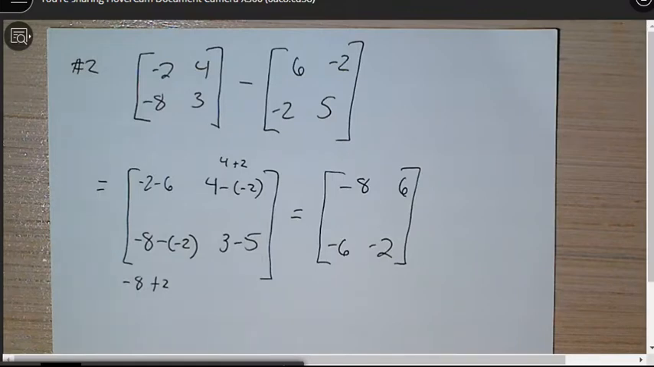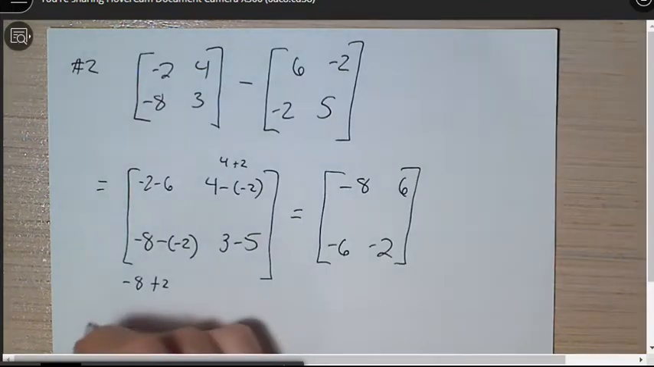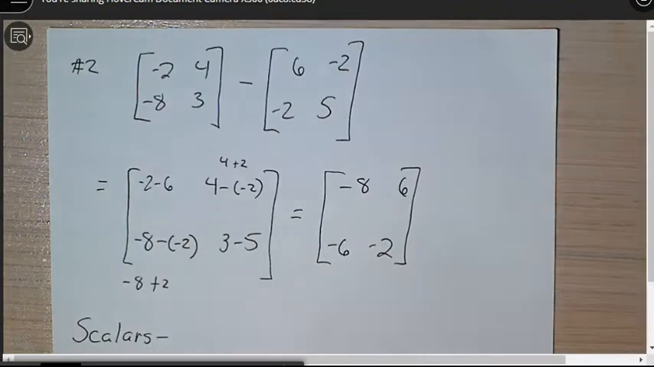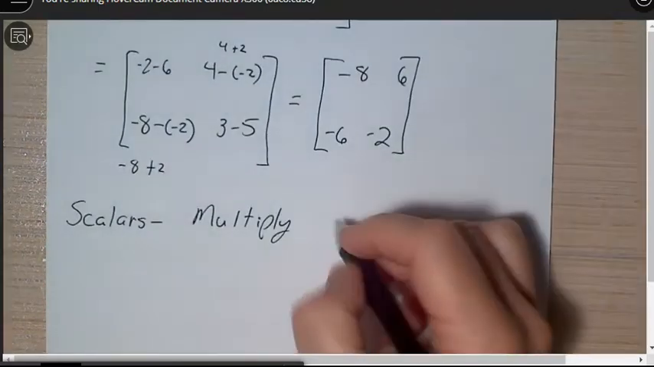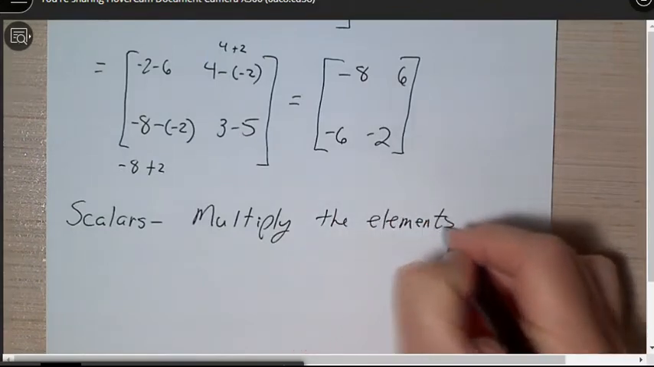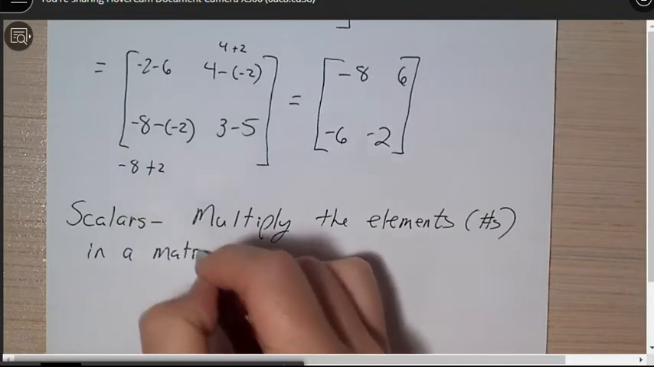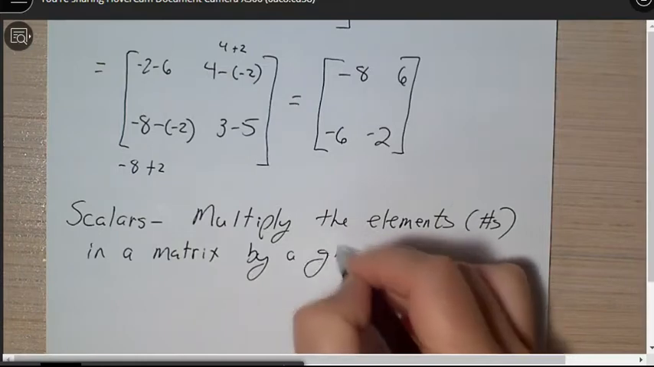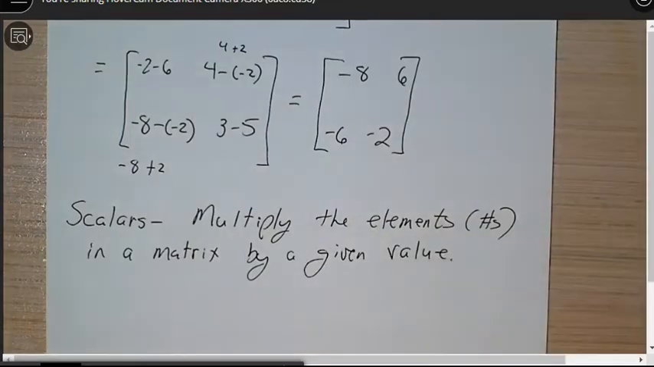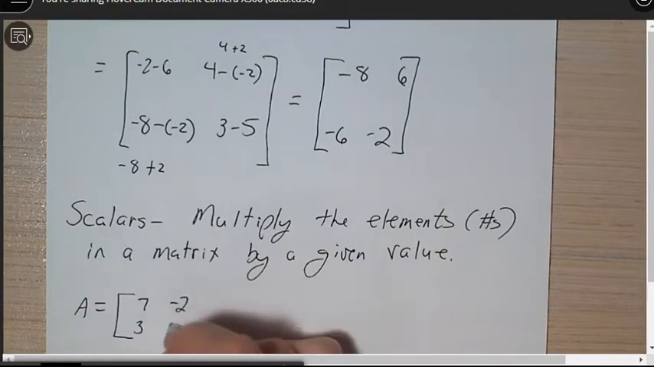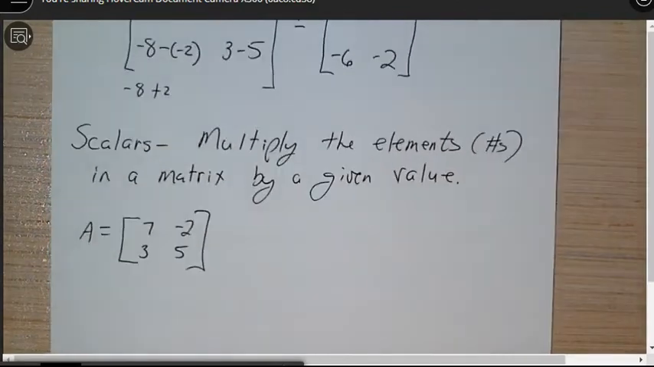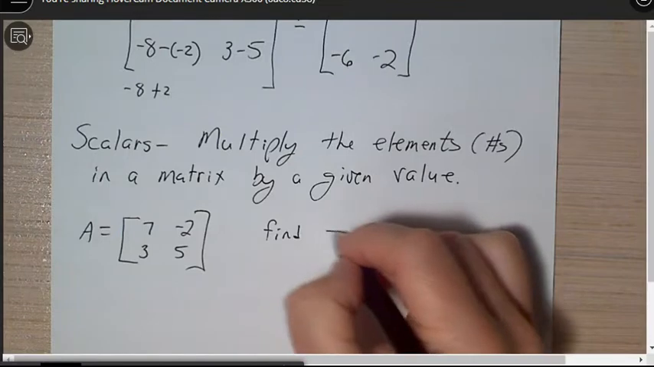All right, and then the last thing they talk about in section 4 is scalars. And this is where you just multiply. The numbers in a matrix are called elements. So you multiply the elements, or the numbers, in a matrix by a given value. And usually what they'll do in this case is they will give you some matrix. Maybe this is matrix A. All right, here's matrix A. We need you to find negative 5A.